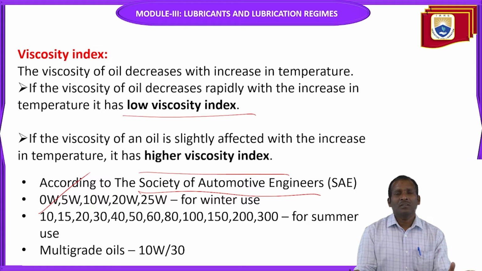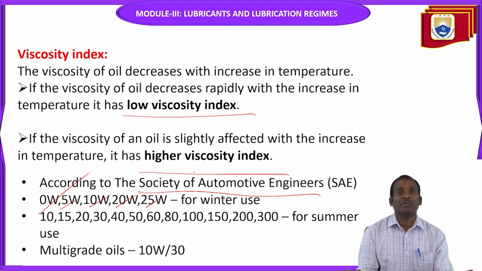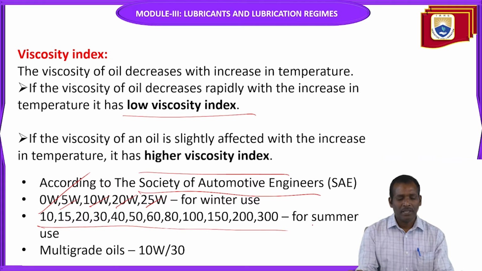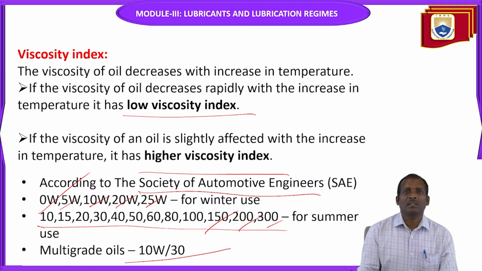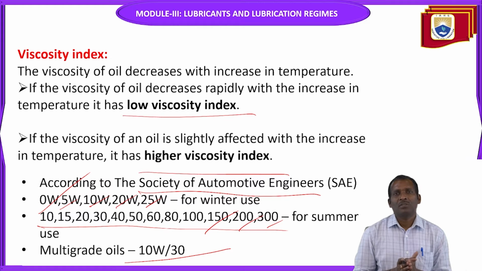Clear. So the grade, the year, it means 5 and 10, it indicates the viscosity of the oil, the viscosity property of the oil. The grades 10, 15, 20, 30, 40, and 50, 60, 80, 100, 150, 200, 300 are for summer use. For multigrade oils, you can use 10W by 30. So these are the oil grades according to the Society of Automotive Engineers.